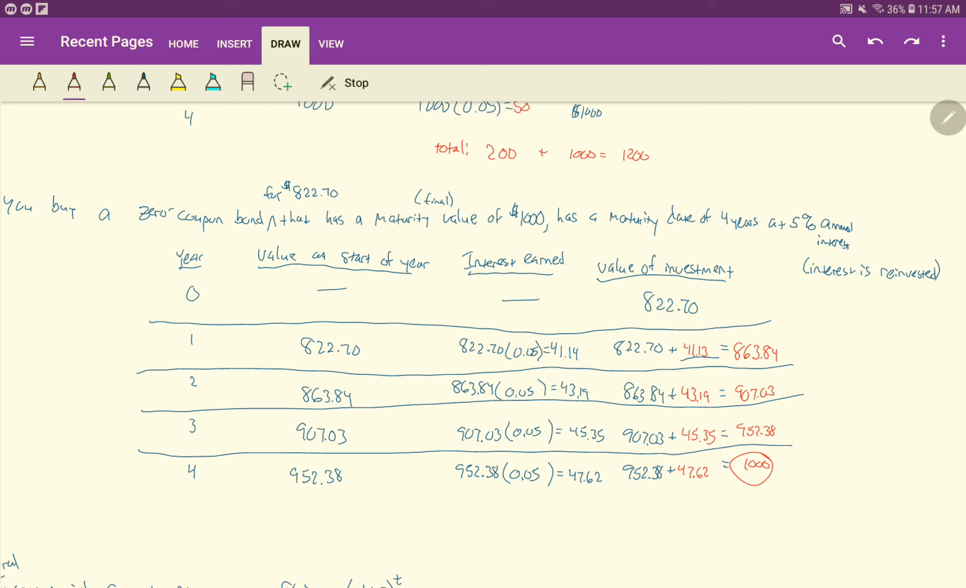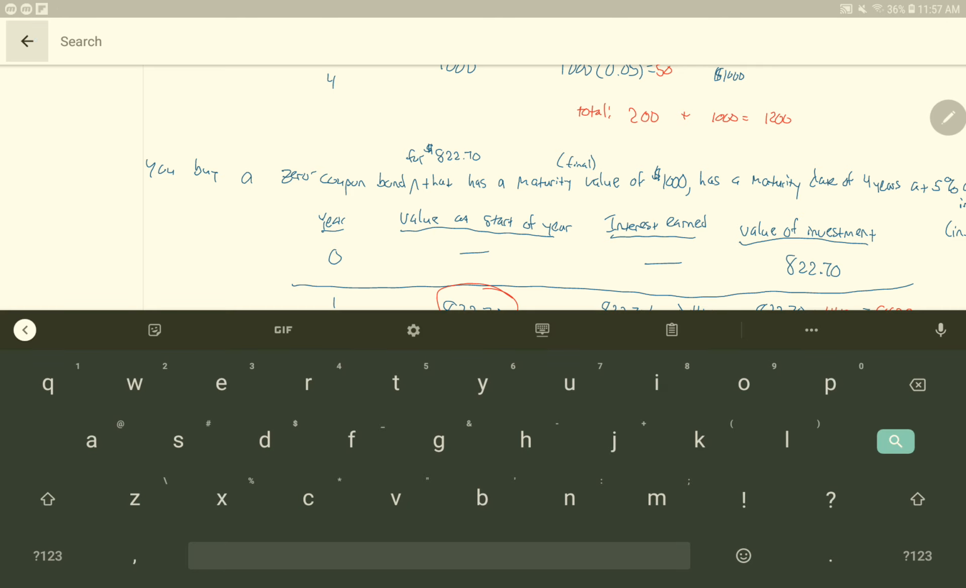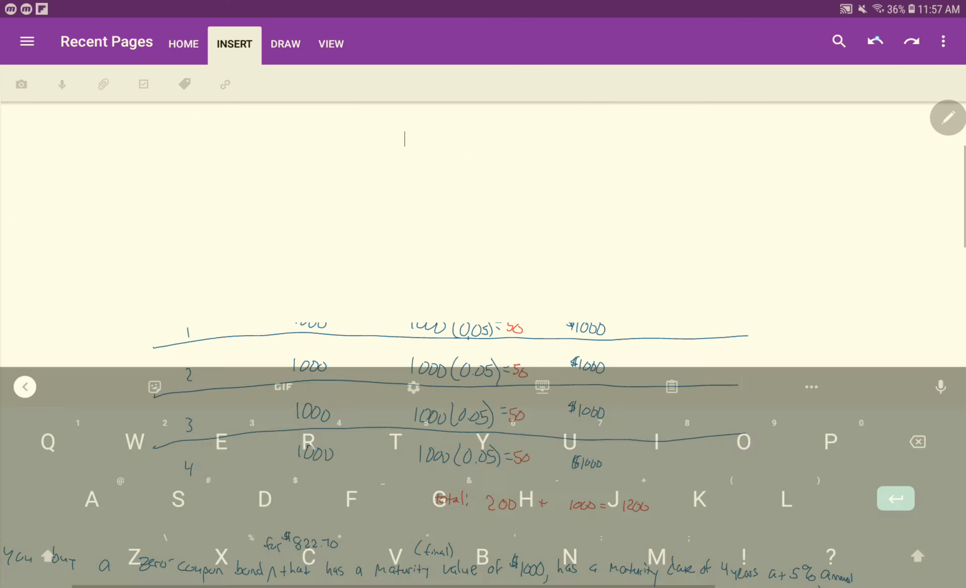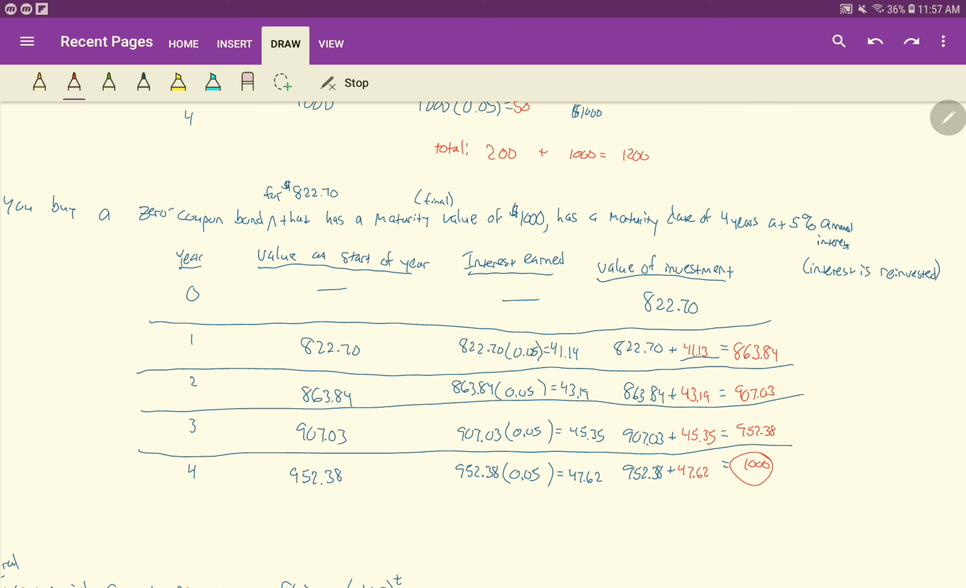So what does that mean? For example here, in year 0, we started with that $820.70. And now year one, it's starting with $820.70. We're going to multiply that $820.70 times 0.05, 5%, and that gives us the 41.04. That 41.04 interest, though, does not get paid to you. It gets added to your original amount that you lent to them, $863.84 now.